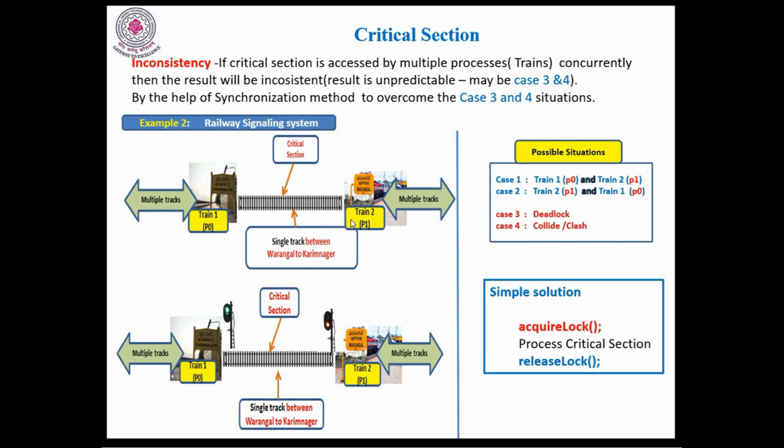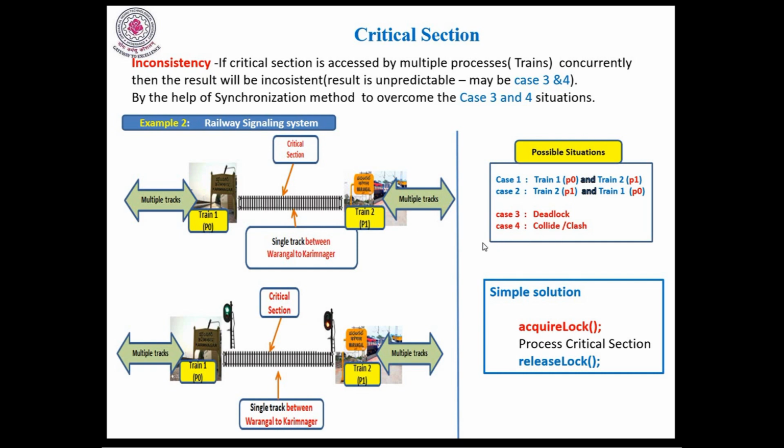Suppose both the trains are moving in opposite directions and meet at a certain location, there will be a possibility of deadlock. Both will be held up here, train 1 and train 2. So this is the possible situation. This situation is called deadlock. This can be overcome by applying a backup of either one train only. That is one alternate solution.